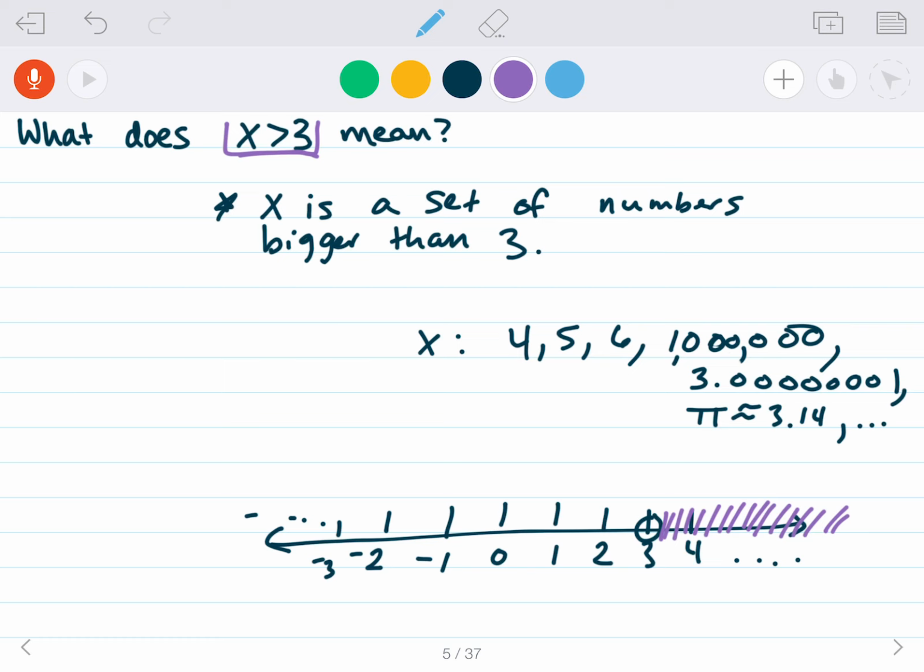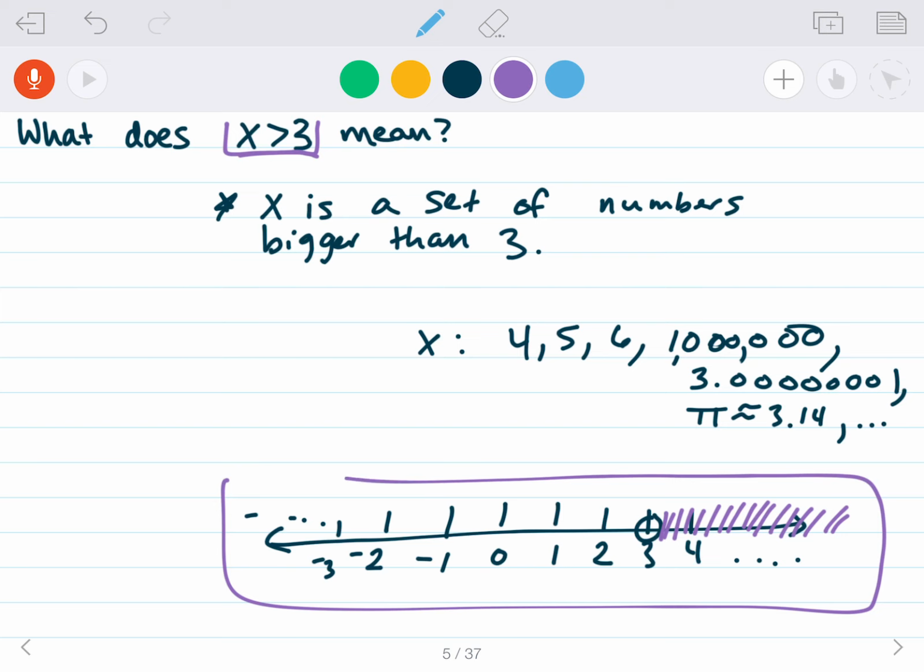So this is what that means. This is 3. X is bigger than 3. We put an open dot on the 3 to indicate that we're not actually including 3 in our set because 3 is not greater than 3. But everything else to the right of 3 is bigger than 3. So this is how we can graph these things on a number line.